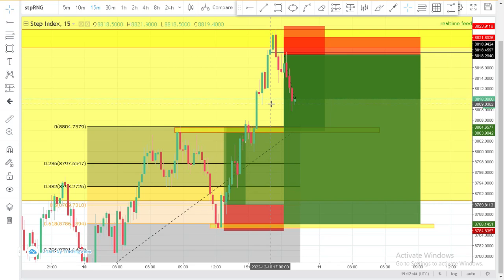This is how I analyze step index. I'll do another video on how I analyze volatility 75. It's also similar, it's the same thing. It's also a synthetic index. So yeah, it's very very easy.